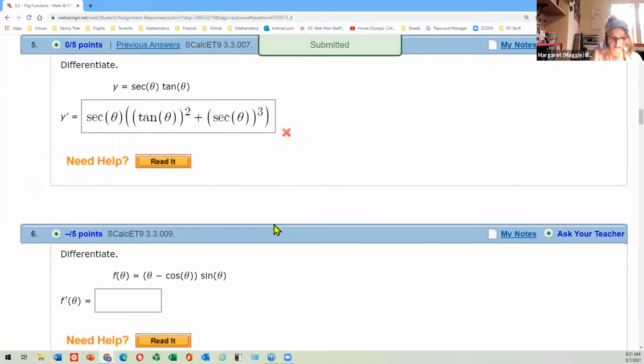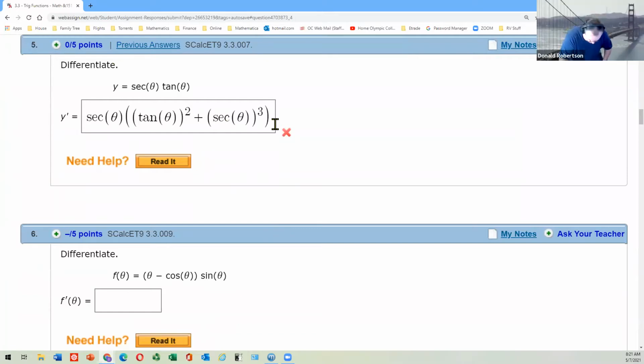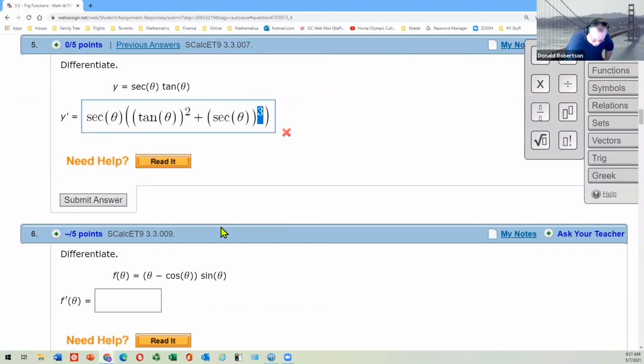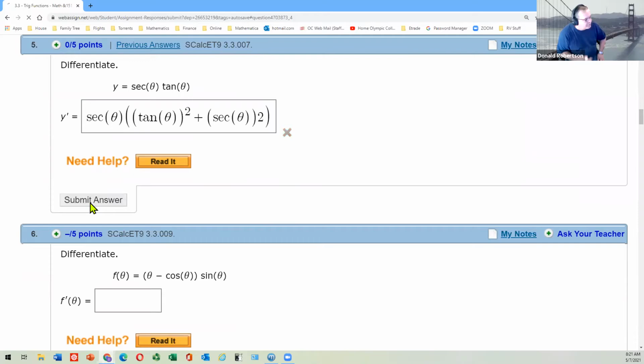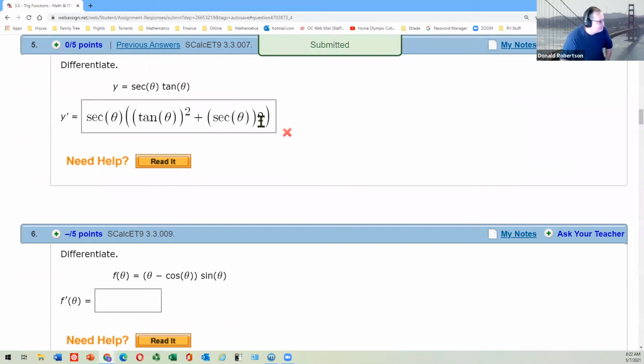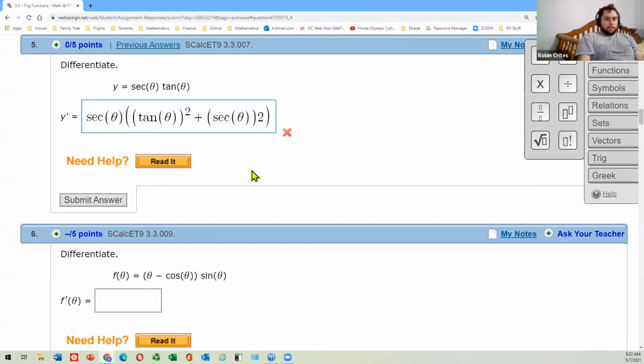Shouldn't the final secant theta be squared instead of cubed? Oh, well, that's good. I wasn't expecting that, Cross. Thank you for noticing that mistake. Okay. When you press backspace, it made it no longer an exponent.